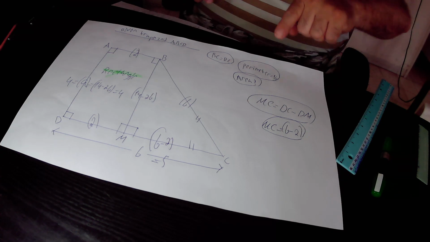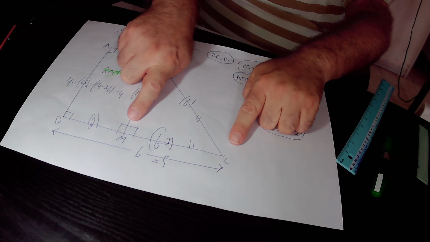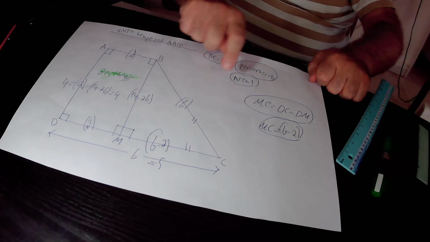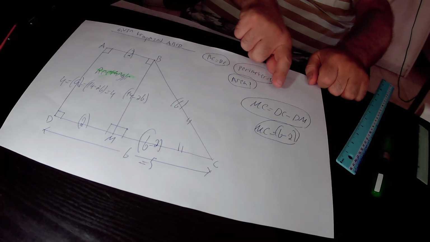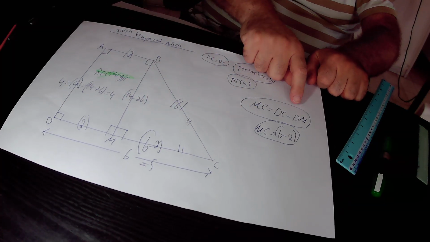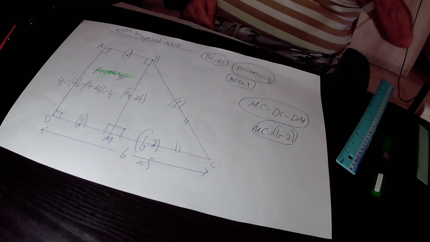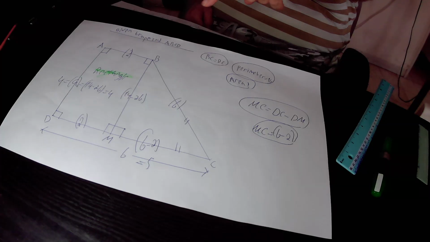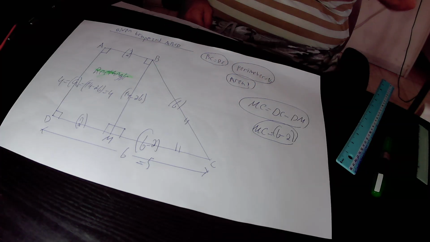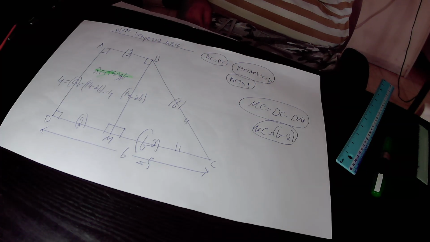What is the length of this piece that I call MC? MC equals DC minus DM. Again, MC equals DC minus DM. So MC equals DC, that is B, minus DM, that is 2. So in total, MC equals B minus 2 units in length. The next step, I copied this right triangle BMC onto a new page and we applied the Pythagorean theorem to this right triangle BMC.